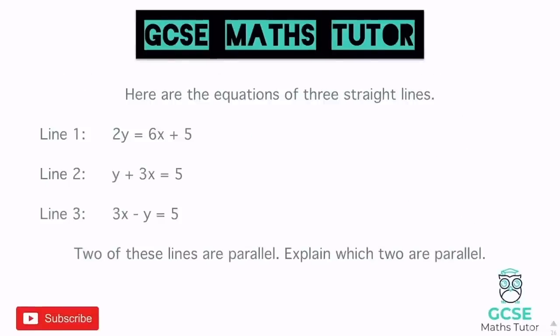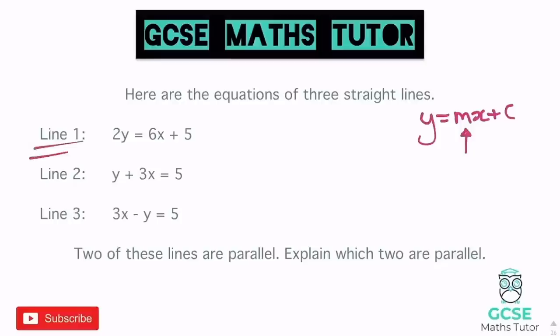And the last question on these, it says here are the equations of 3 straight lines. It says 2 of them are parallel, and explain which 2 are parallel. So in order for a line to be parallel, it's going in exactly the same direction, and therefore it has exactly the same gradient. So in terms of the equation of a line, which we always want in this form, y equals mx plus c, we want to see this number being exactly the same. So these are all written in different formats. None of them are in the form y equals mx plus c. So we need to actually get them into that form y equals mx plus c.